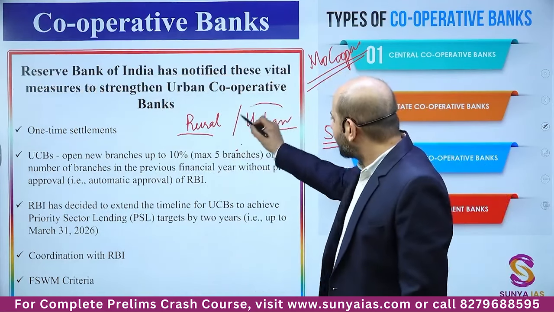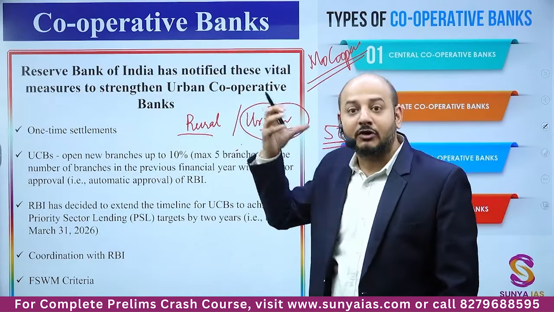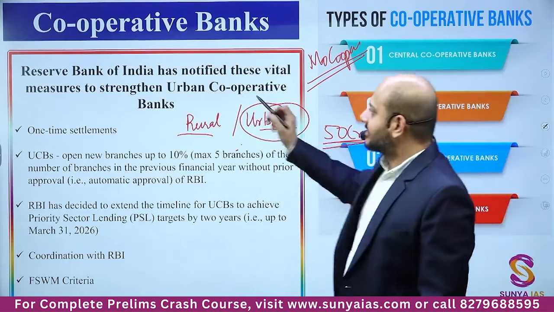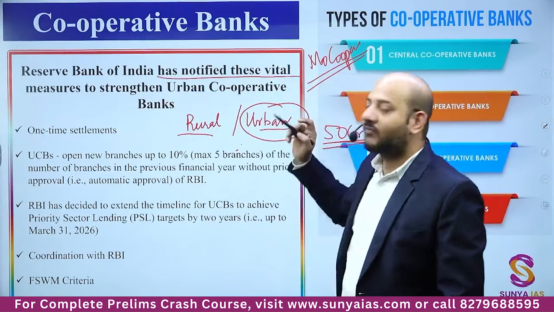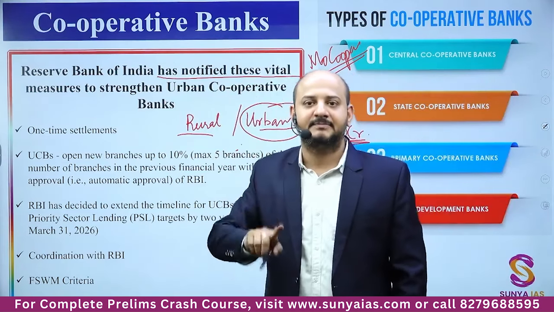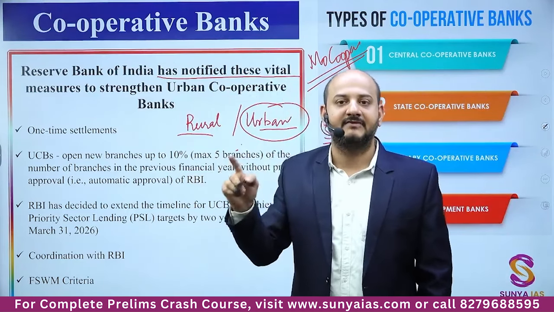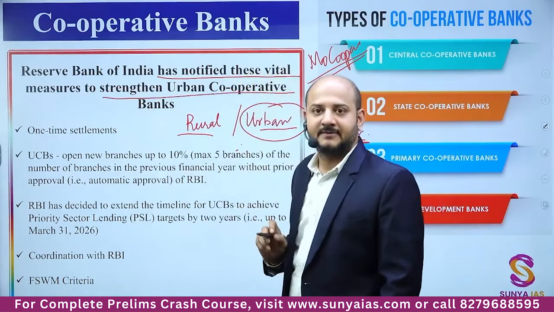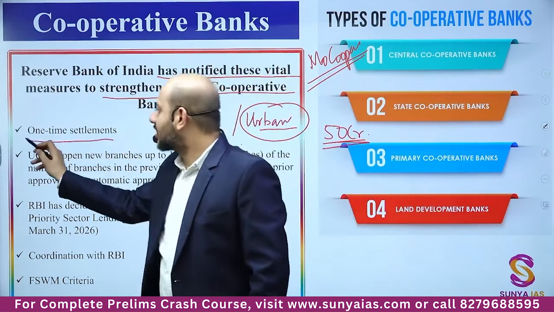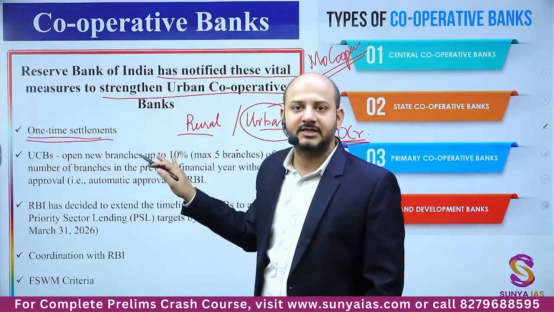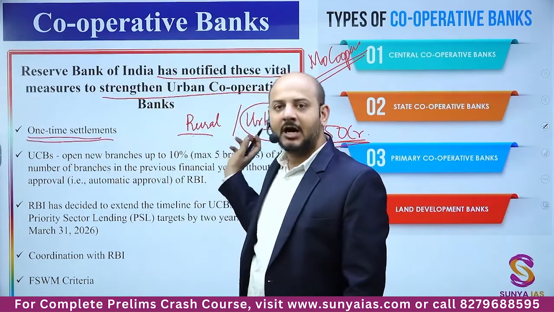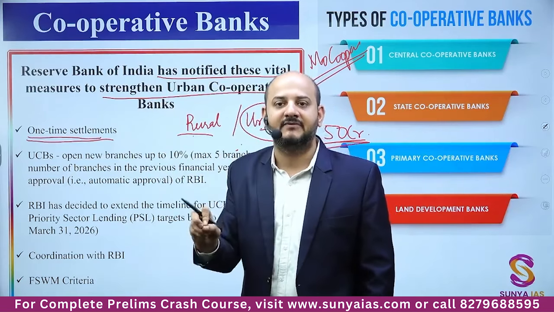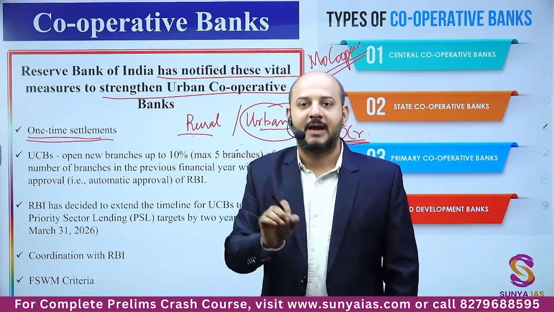Now, for the particularly urban cooperatives, they have lot of funding, urban cooperative banks. Recently, Reserve Bank of India has notified these vital measures. Compare it with the PCA norms, prompt corrective action norms, to strengthen the urban cooperative banks, like one-time settlements. Now, first time through this, urban cooperatives have been brought at par with respect to commercial banks about writing off.